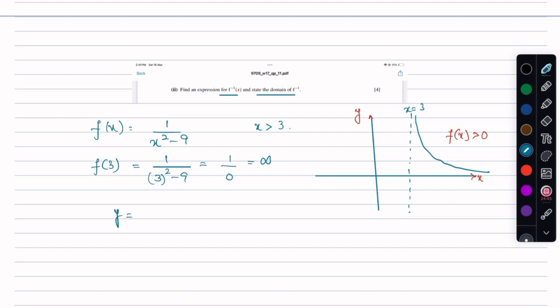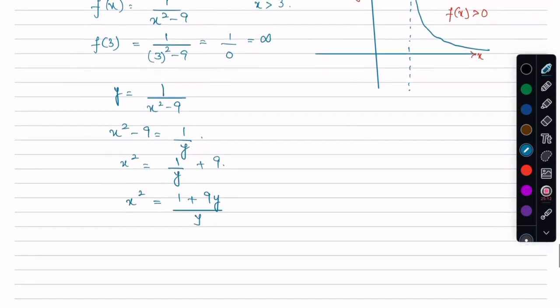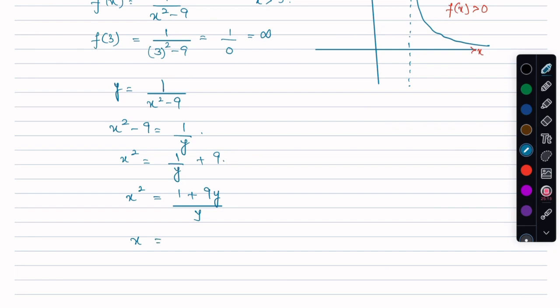So I'll say y equals 1 divided by x squared minus 9. So x squared minus 9 equals 1 divided by y, or I can say x squared equals 1 divided by y plus 9, or x squared equals (1 plus 9y) divided by y. Solving it further, x will be equal to plus minus the square root of (1 plus 9y) divided by y.